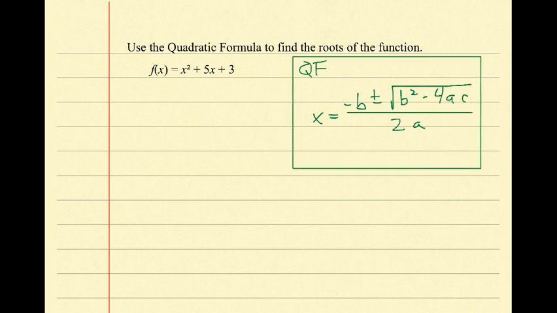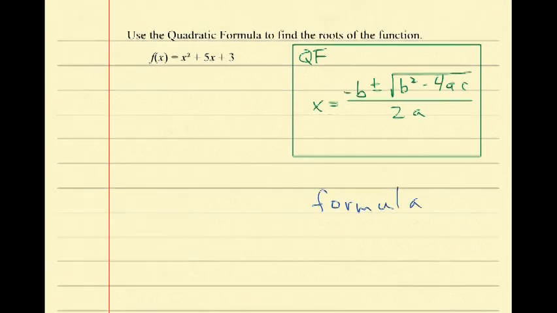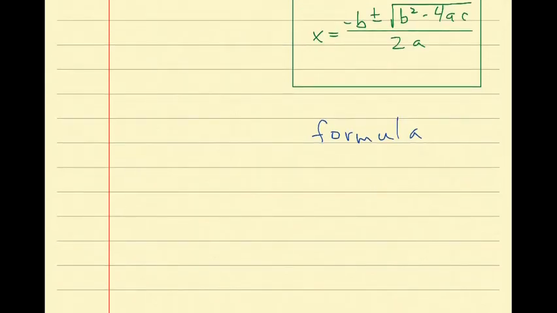And we're going to use it right now. So here's what I would like you to do. I would like you first to write down the formula. After you've done that, I would like you to substitute the a, b, and c values, and then I would like you to simplify. This is what all of your math teachers want.